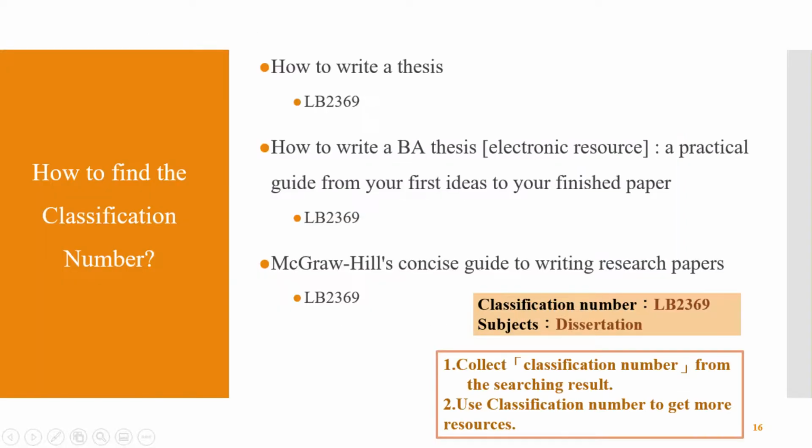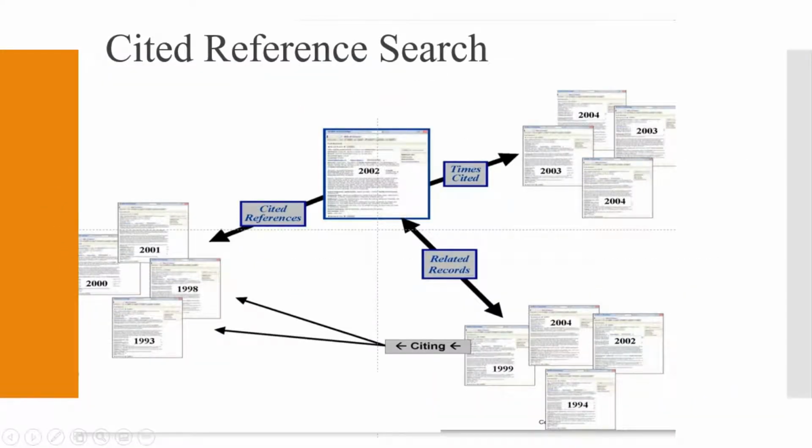How to find the classification number. The resources which relate to the same subjects could be categorized into the same classification number. For example, subject dissertations have the same classification number, LB2369. Then, you can use classification number LB2369 to get more related resources. This is about cited reference search.